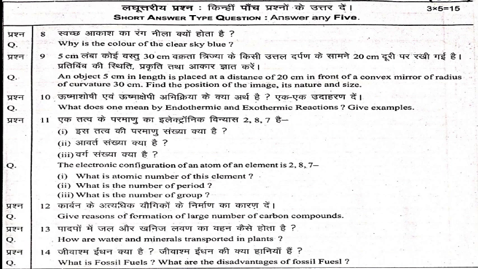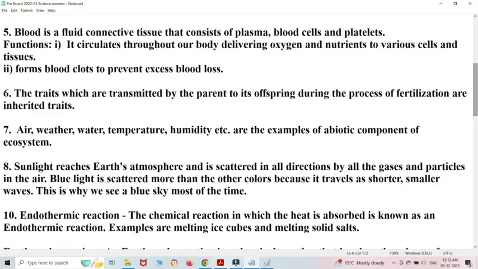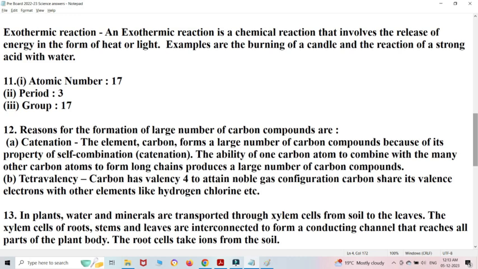10. What does one mean by endothermic and exothermic reaction? Give examples. Answer. Endothermic reaction: the chemical reaction in which heat is absorbed is known as an endothermic reaction. Examples are melting ice cubes and melting solid salts. Exothermic reaction: an exothermic reaction is a chemical reaction that involves the release of energy in the form of heat or light. Examples are the burning of a candle and the reaction of a strong acid with water.